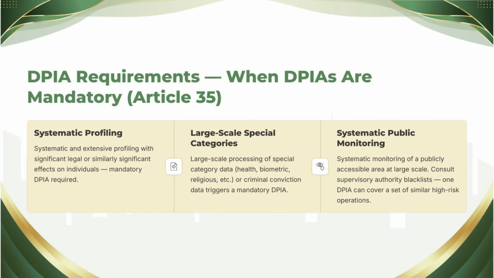2 practical aids complete the picture. Supervisory authorities publish blacklists, formally lists under Article 35(4) of processing types requiring DPIAs in their jurisdiction. Employee monitoring, biometric identification, and location tracking feature frequently. Check your authority's list. It converts judgment calls into clear answers. And efficiency is allowed. A single DPIA may cover a set of similar processing operations presenting similar risks. One assessment for the same CCTV setup across 50 stores, not 50 documents.